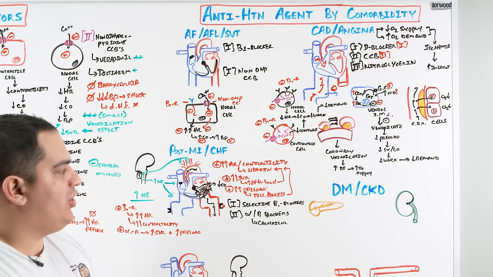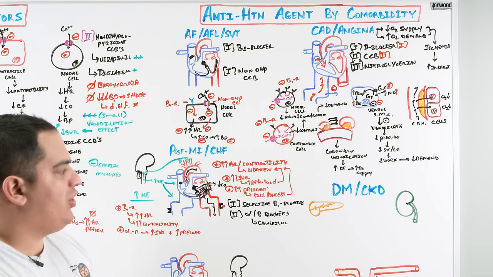Renin then converts this molecule made by the liver, which is called angiotensinogen, into angiotensin 1. Angiotensin 1 is then acted on by an enzyme in the lungs called angiotensin converting enzyme, which will convert this into angiotensin 2.